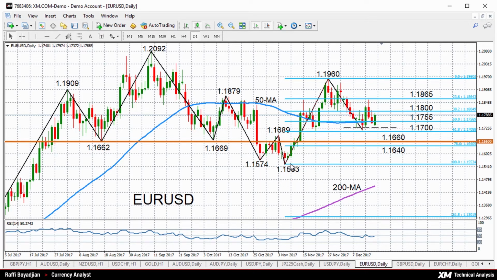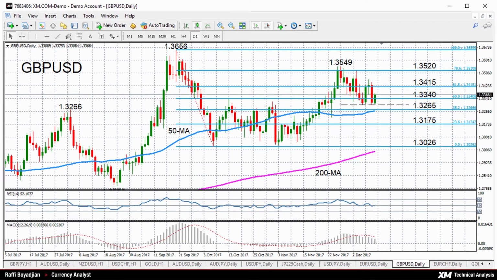A breach of that low could mean resumption of that downtrend, which was interrupted in November, and it would risk shifting the medium-term outlook to a bearish one. Let's look at pound dollar now.